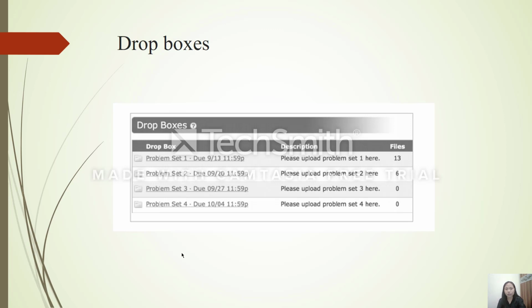And then the next is Dropboxes. Dropboxes is a digital space in which documents, presentations, links to websites, and more can be uploaded by the students and accessed by the teacher. So in this feature, the students can upload their documents or presentation links, and then the teacher can access them.